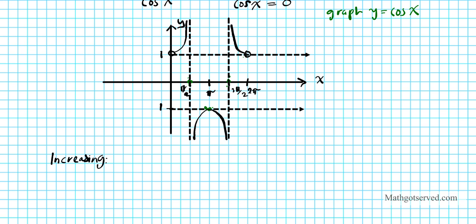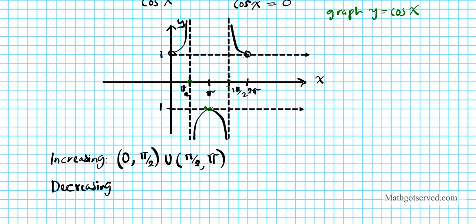Okay, so for increasing, it's increasing from 0 to pi over 2, and then it took a jump to the bottom here, and then increases again, union from pi over 2 all the way to pi. You can see that it's going up, up, up over here, and it's going up, up, up over here also. Now, where is it decreasing? Where is it going down?